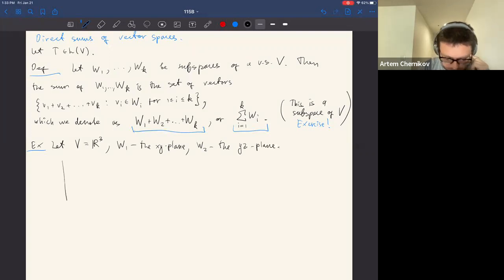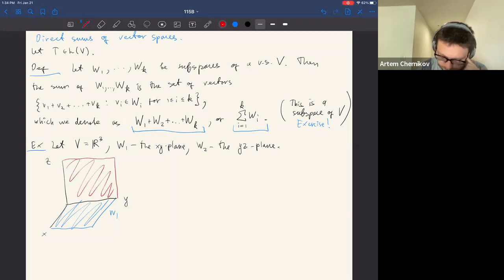Okay, so if I draw it, let's see if I manage to draw it. So this is X, Y, Z. Okay, so the first subspace is the XY plane. So this is W1. And we have another one. So W2 is going to be the YZ plane. So it consists of all of this, right? So this is W2. All right. So then we claim that the whole space, R cube, is going to be the sum of these two. So R cube is equal to W1 plus W2.